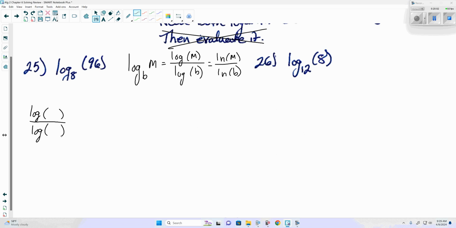m is the number inside the log, 96. It will go on top. Our base is 8, and it goes on the bottom. So log base 8 of 96 is the same as log of 96 over log of 8. That's half your answer. Be ready for the other half.